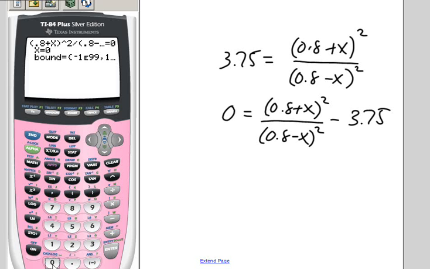Don't go down and play with the boundaries, okay? Don't go down there and start changing that stuff. The solve feature is right above the enter button, and it's in green, so alpha solve, and the calculator says the answer is 0.255. Okay?